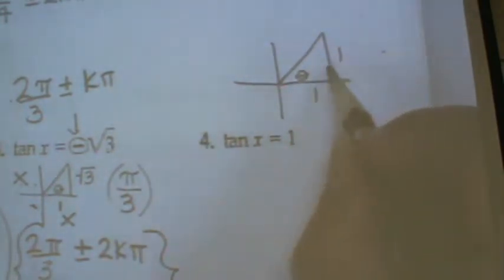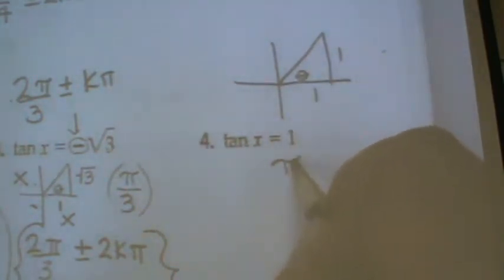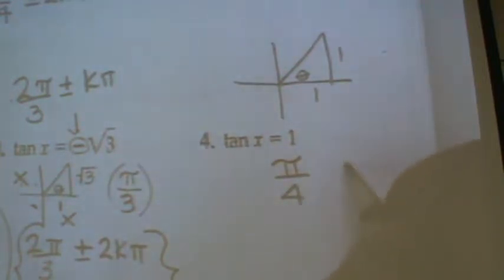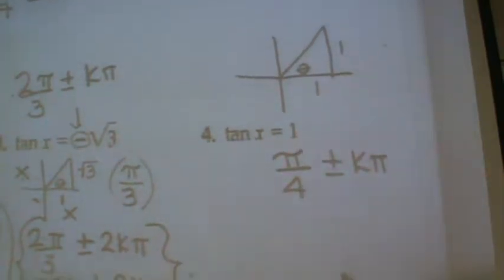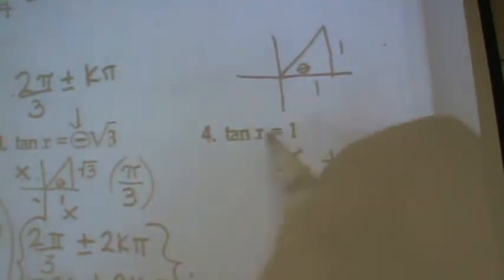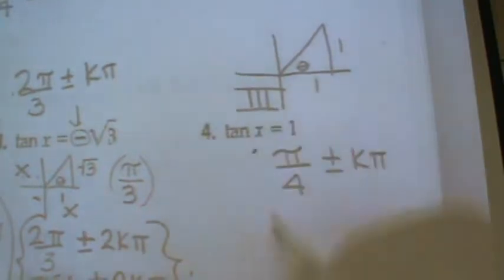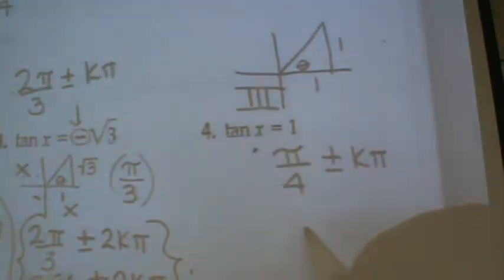Okay, next one. Tangent 1. This one confuses you guys for some reason, but it's a 45. 1 to 1 is a 45. So π over 4, and what's the easiest way to write this one? Plus or minus kπ. The other answer was, where else is tangent positive? Quadrant 3. What angle has a 4 in it in quadrant 3? 5π over 4.